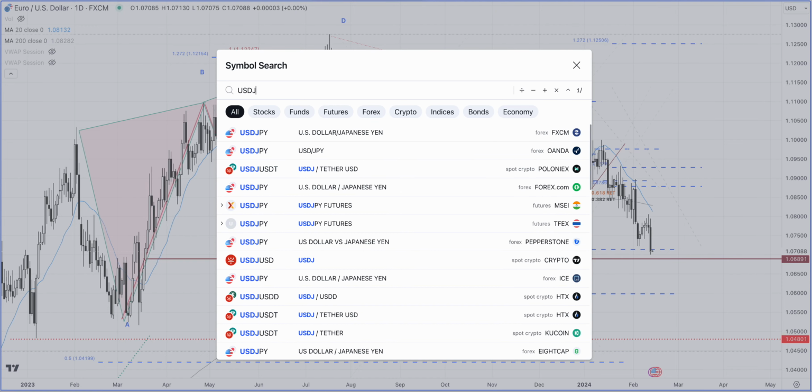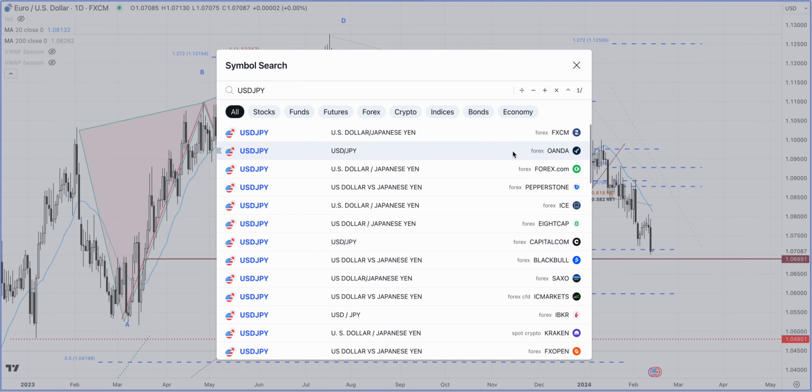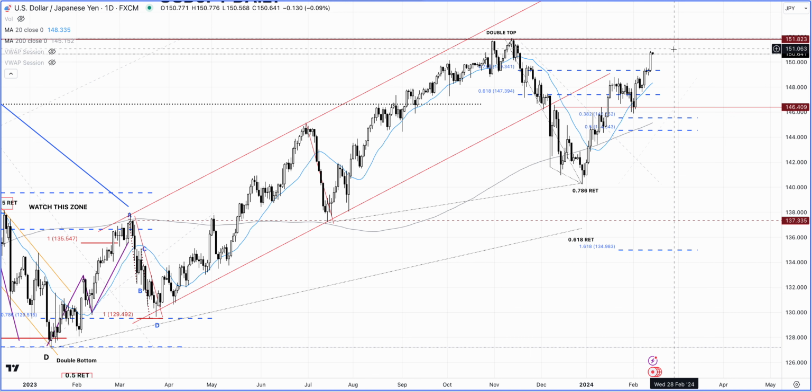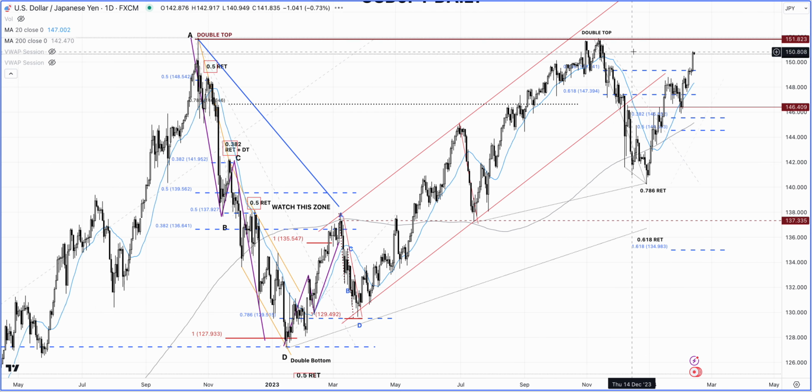Then the other one is the Japanese yen. This is the daily chart, and again it's really strong, and it looks like it's going to challenge these highs, and maybe even take these highs out.